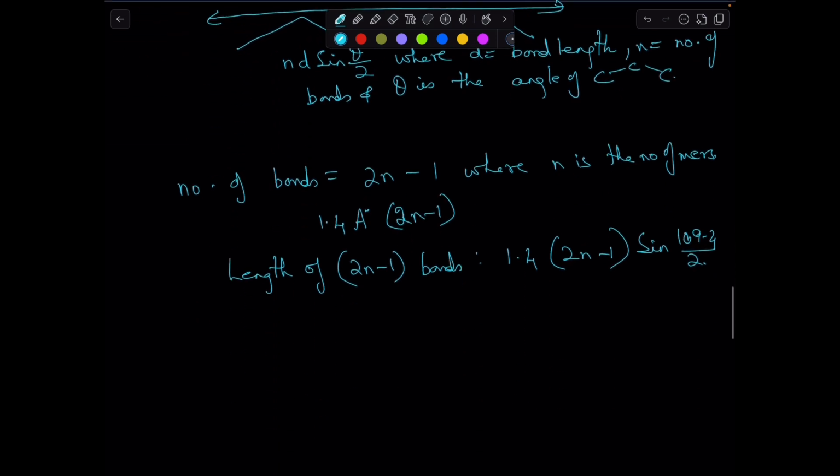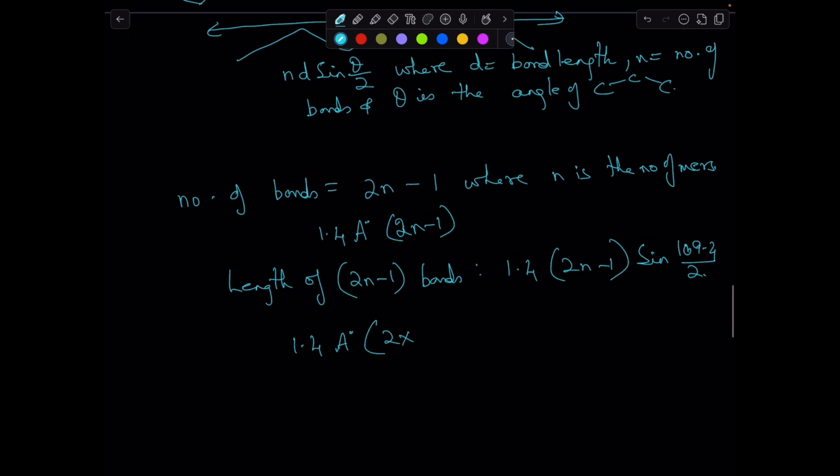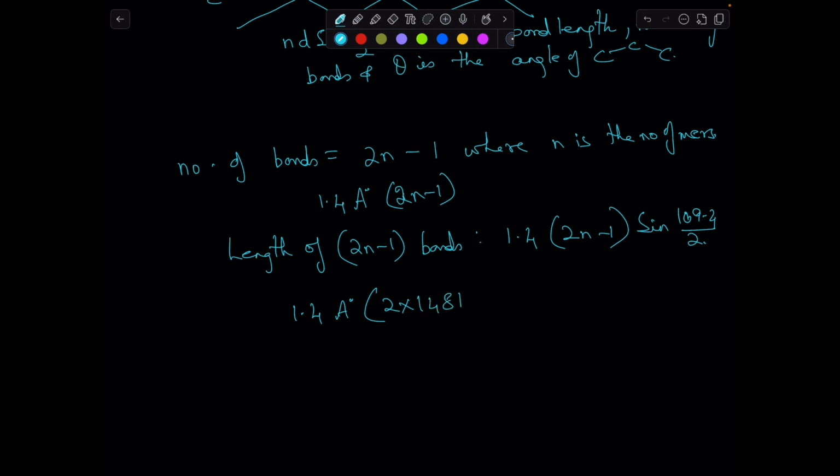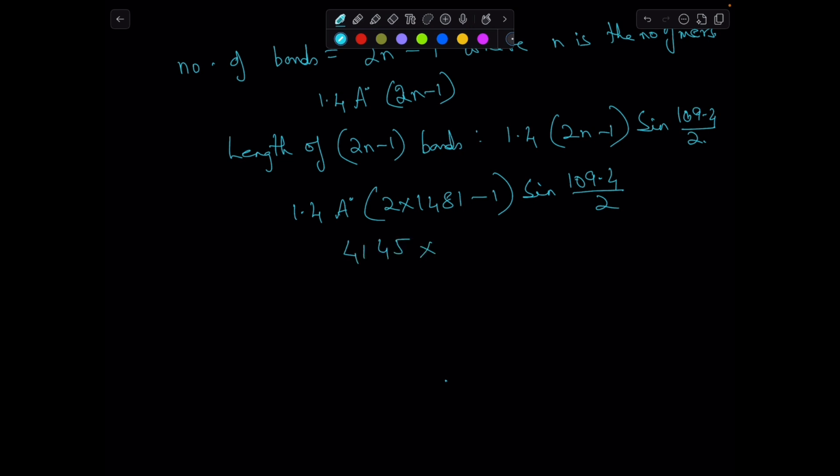Okay, so we have 1.4 Angstrom times 2 times 1481 mers minus 1 times sine of 109.4 over 2. This gives 3,383 Angstrom. So this is the maximum length of the brush.